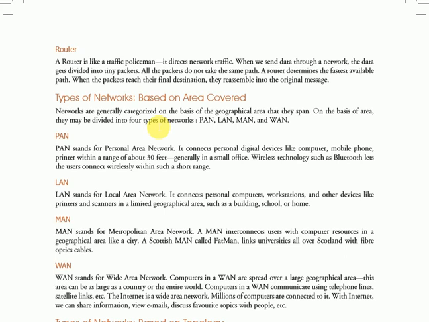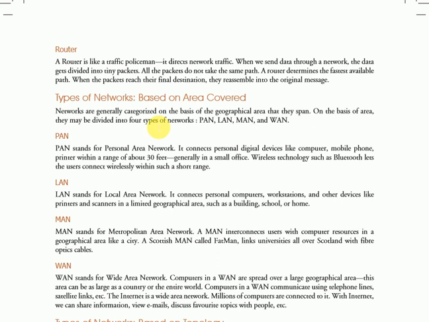Okay, so how does our data travel over the internet? Our data is sent in many packets, tiny packets. When the data reaches its destination, it is converted into the original message. So this work is done by the router. It works like a traffic policeman.